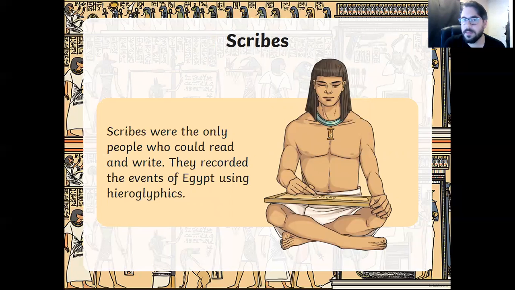The scribes. Scribes were the only people who could read and write. Now we need to think, is that an important feature? They recorded the events of Egypt using hieroglyphics. Ooh, hieroglyphics. You're going to learn about hieroglyphics in art this week. And as you can see, if you look at my mouse here, behind this image, we've got some hieroglyphic pictures. So that's what the scribes are.